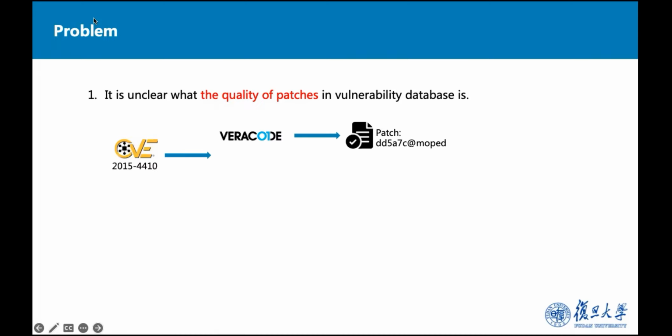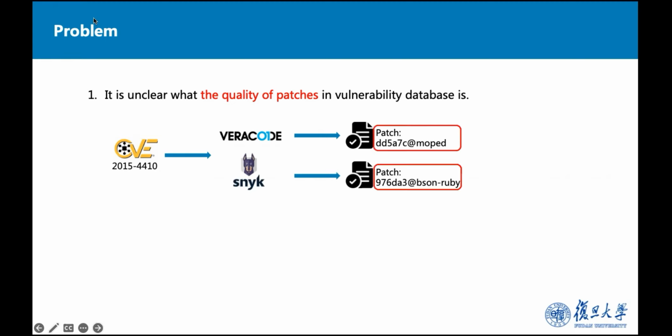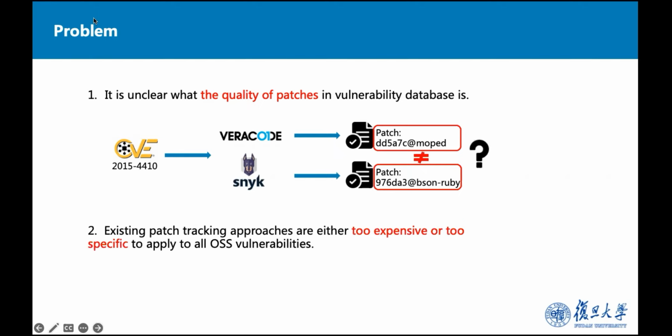For example, given this CVE, in Veracode, the provided patch is DD5A7C at the mopt repository, but in Snyk, the provided patch is 976DA3 at the Bison Ruby repository. The patches are different. Does that mean one of them is incorrect? Unfortunately, there is no existing research on this.